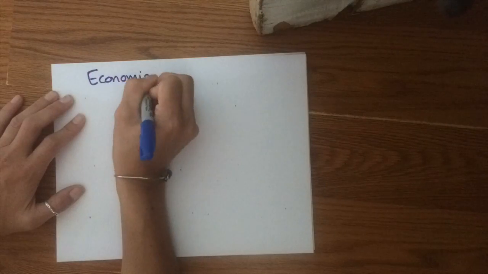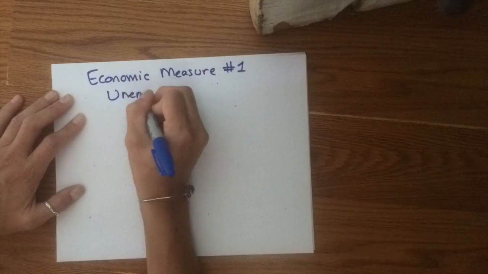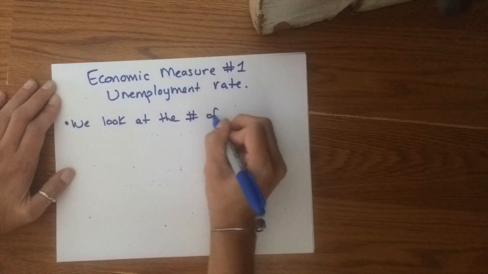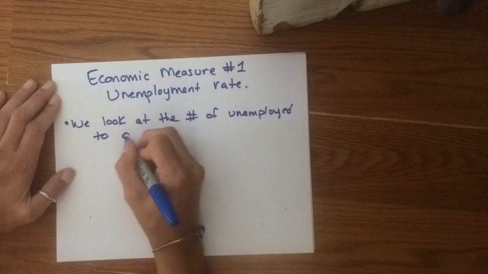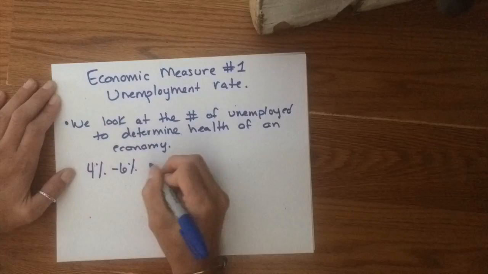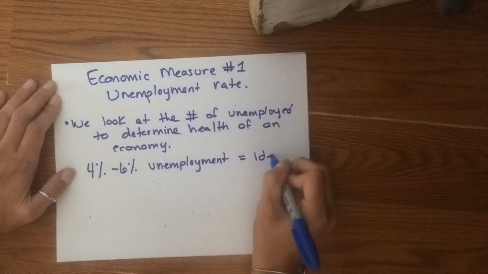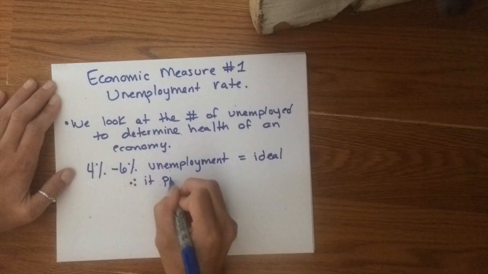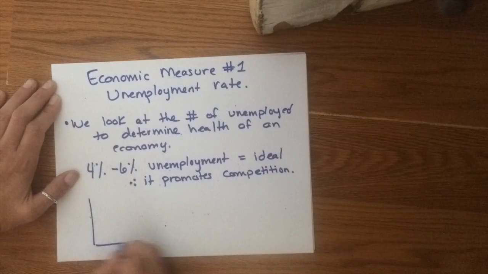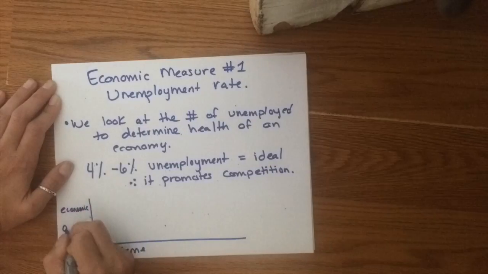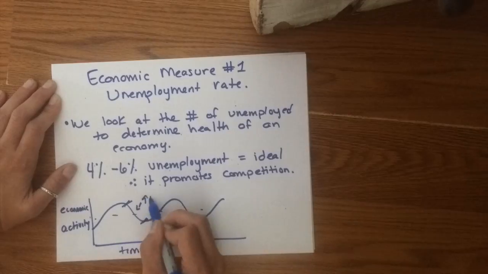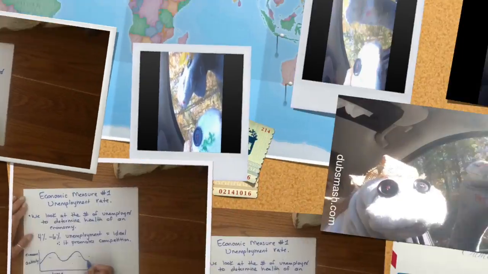Boom! All right, let's look at economic indicator number 1, which is unemployment rate. So the unemployment rate is us looking at the number of people who do not have a job, or are unemployed, and we use this to determine the health of an economy. A healthy unemployment rate is 4 to 6% because it actually promotes competition and it keeps people working properly. If we were to look at unemployment on a business cycle, which measures the health of an economy, you would see that the unemployment rate increases as we see a dip in a business cycle.